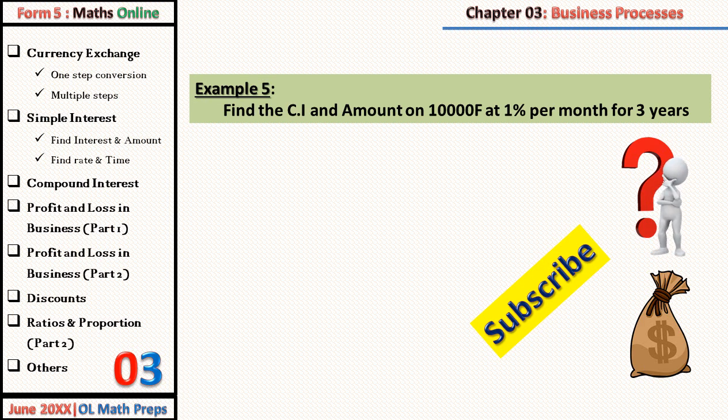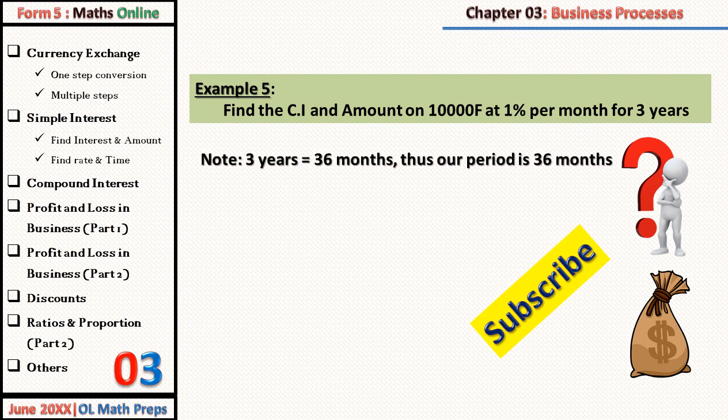Find the compound interest and amount on 10,000 francs at 1% per month for 3 years. Be very careful with this question. This question says the rate is per month, but the period is in 3 years. Since the rate is per month, we are going to convert everything here to months. So 3 years is equal to 36 months, and I'm going to use this in the formula.